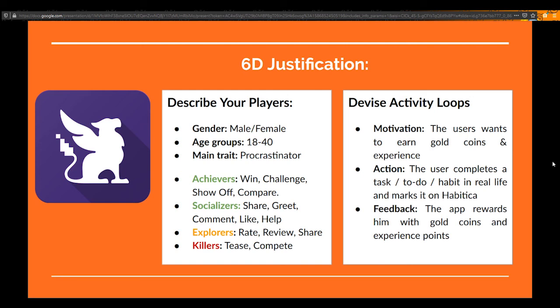And for example, the motivation for the user would be to earn the coins and experience, and then they have to complete their tasks in real life. And well, the app will reward them with gold coins and experience points. Another example would be to defeat the quest's final boss, and the user will have to complete their tasks, maybe with a group or not, and the user will damage the boss with the completion of these tasks, and also will be rewarded with gold coins and experience.